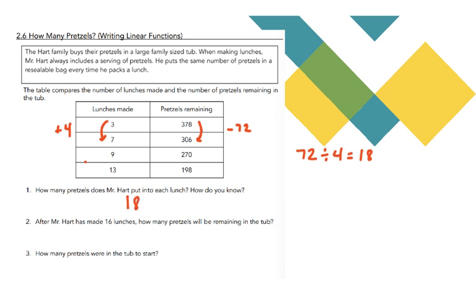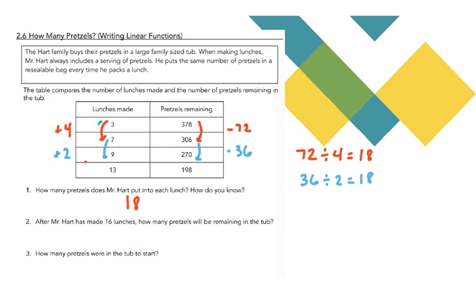So there we go. Now you might say, why did you use 3 and 7? Well, I didn't have to. Let's check it out. If I had gone from 7 to 9 lunches, that's an increase of 2 lunches, right? Well, I'm going from 306 to 270. So that means I used up another 36 pretzels to make 2 lunches. So I also could have said, what's 36 divided by 2? Again, it's 18. That's the cool thing about this: it really doesn't matter which 2 things you look at, you're always going to get 18.